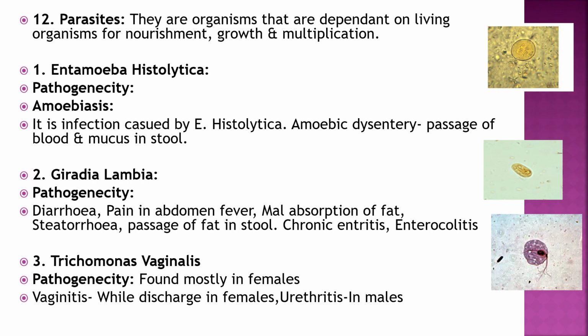So parasites are organisms that are dependent on living organisms for their life cycle. First is Entamoeba histolytica, which causes diseases like amoebiasis, that is amoebic dysentery, in which the stool contains blood and mucus, and abdominal pain is there. Then Giardia lamblia causes diarrhea and malabsorption of fat, also called steatorrhea, and there is pain in the abdomen. Then Trichomonas vaginalis causes vaginitis, that is white discharge in females, and urethritis in males.